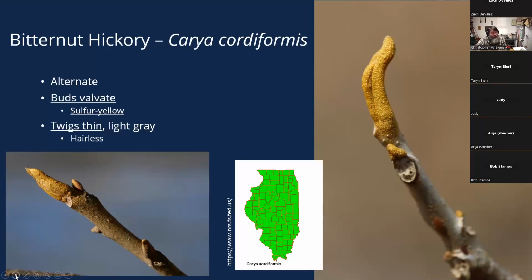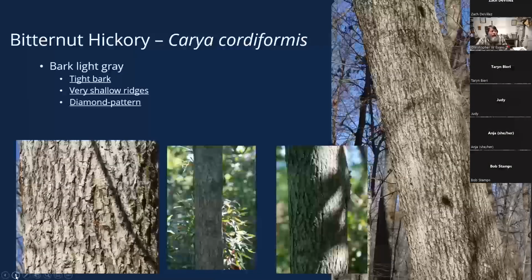The twigs are thin for a hickory. Most hickories are fairly stout. This one's relatively thin, light gray, typically hairless as well. The bark is the tightest bark of all the hickories, and it's often the lightest color. So it's a light gray, almost kind of a shiny gray or shiny silver coloration, with very shallow, flat ridges that are shiny. So to me, it jumps out. It almost doesn't look like any of the other hickories because of that really light coloration to the bark and the flat, shiny ridges.